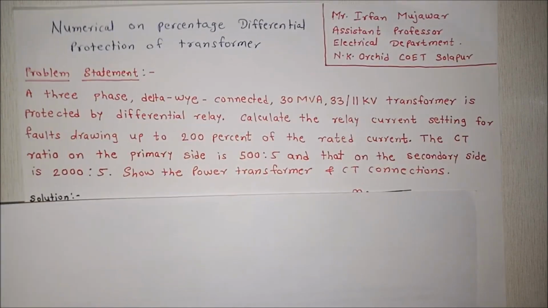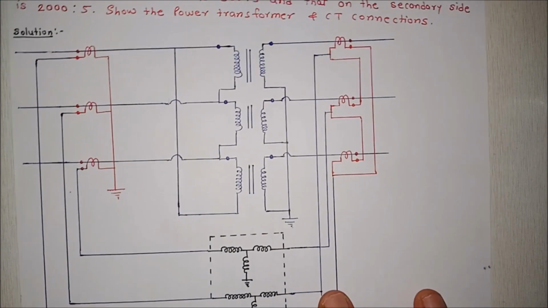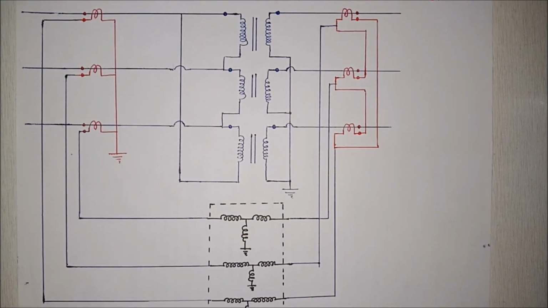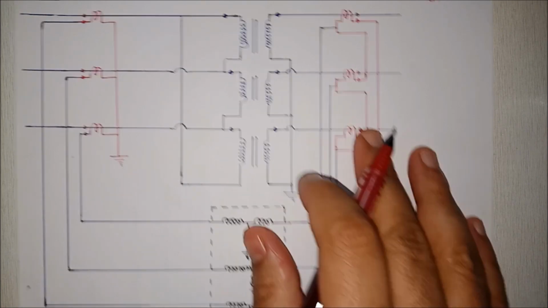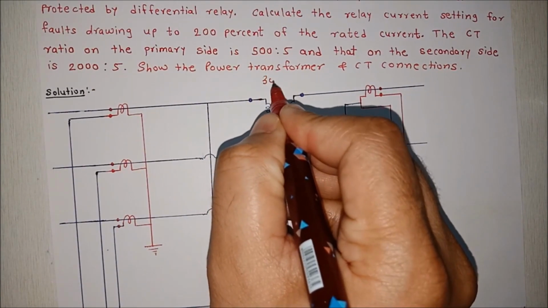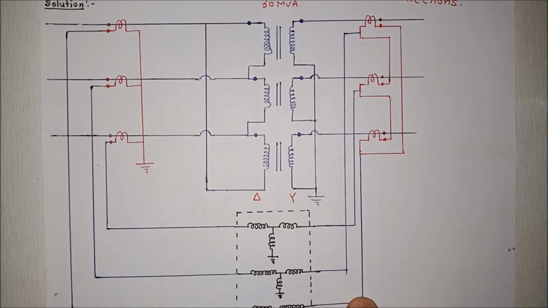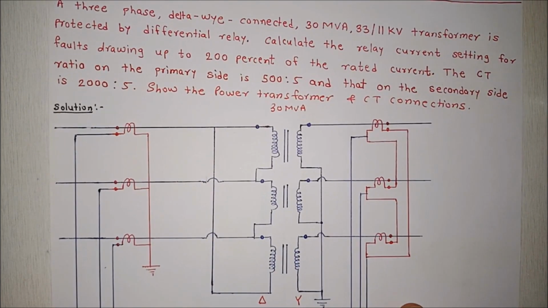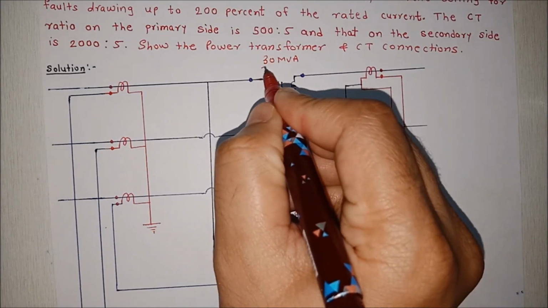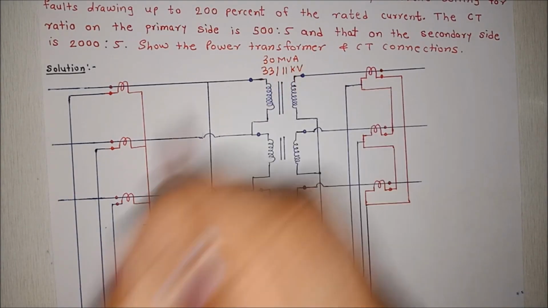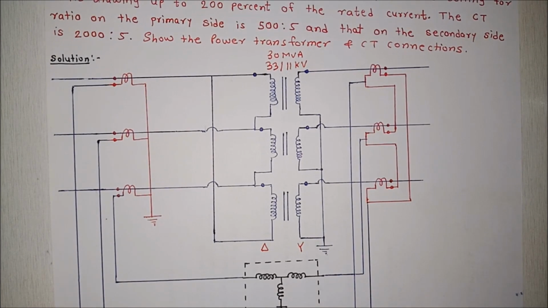Okay. Now if you see the diagram, this circuit diagram will look like this. Now this is your power transformer. So primary side it is connected in delta, secondary side it is connected in star. Now this transformer is of 30 MVA, so I will write here: this is a 30 MVA transformer. Its primary is connected in delta and secondary is connected in Y fashion. Now primary voltage is given in the problem as 33 kV. Okay, so this is a 30 MVA 33 by 11 kV transformer.